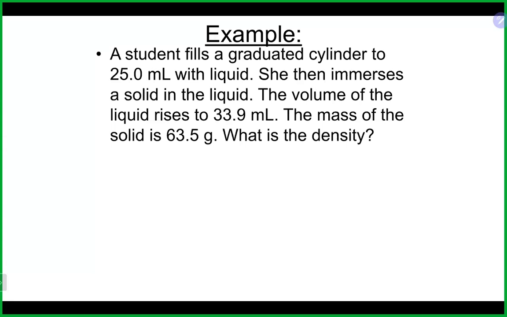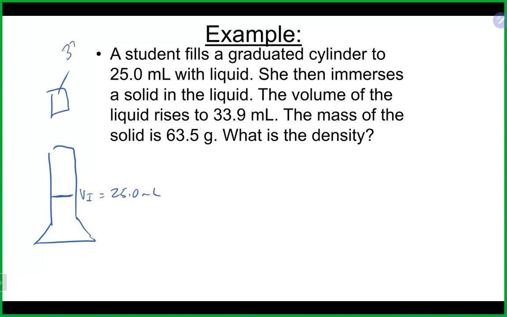Okay, so let's take a look. It's kind of a situation like we did in lab. So you've got a graduated cylinder, professionally drawn there. And we've got some liquid in there that's initially at 25.0 milliliters. We've got this solid here that has a mass of 63.5 grams. We're going to toss that in there. And we pop that in there, and we're going to end up with a final volume here of 33.9 milliliters.